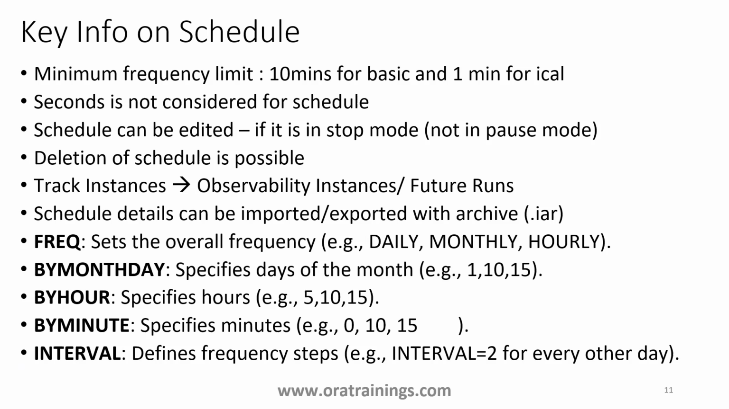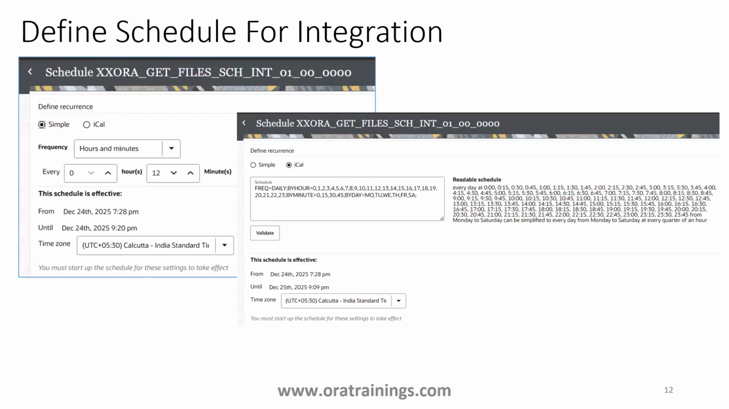Yes. Using your archive, the way you export your integration, the schedule information is also exported with the IAR file itself. And these are the keywords of the schedule, like frequency, by month, day, by hour, by minute, and interval. You can see the screenshot here. You can have a recurrence based on simple or ICAL. You have a from period and a to period, until. And you can see the ICAL expression here, this is how the schedule will look.